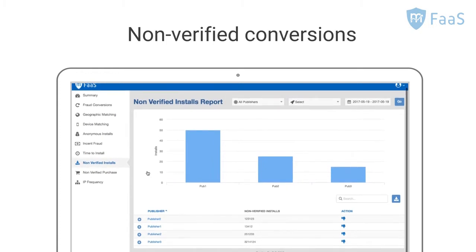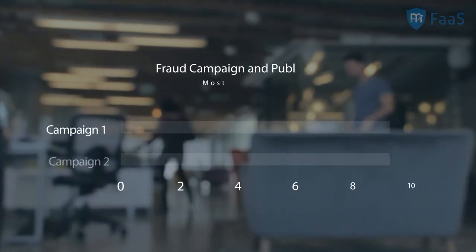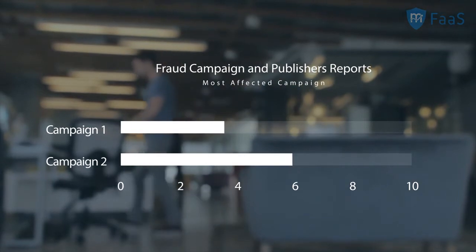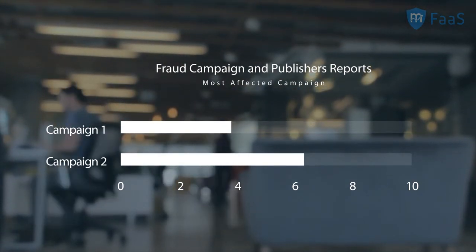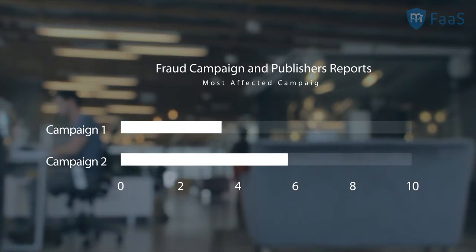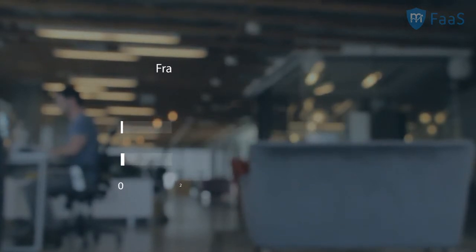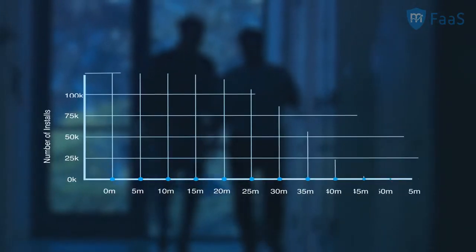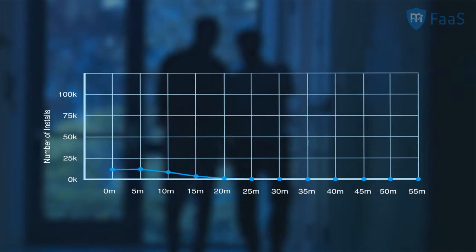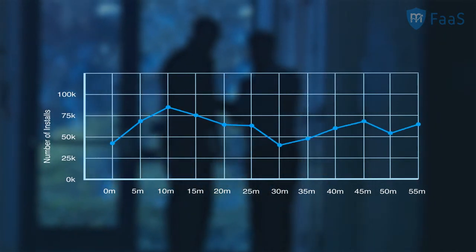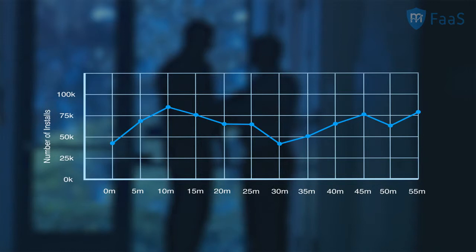You also get fraud campaign and publishers reports to check which of your campaigns is most affected or which publisher is adding the most to your agonies. In addition to these, you also get a consolidated fraud conversion report, which gives you insight into the fraud score of each conversion along with the different reason codes they have been flagged for.